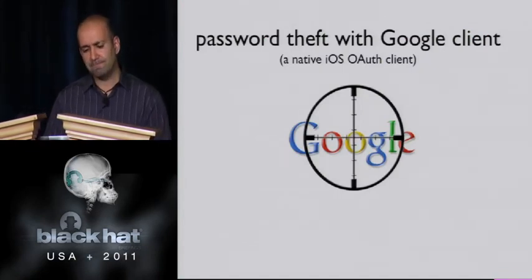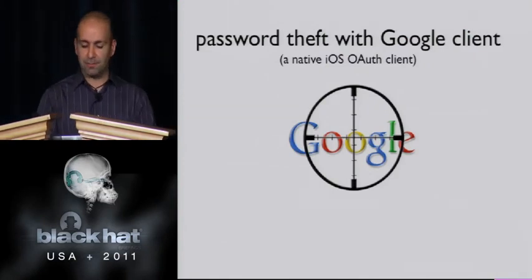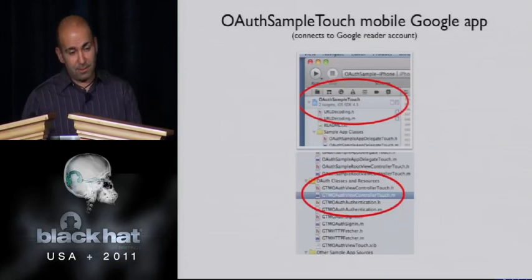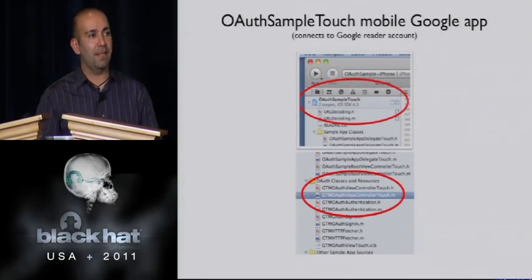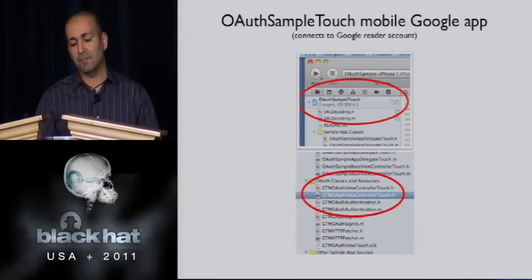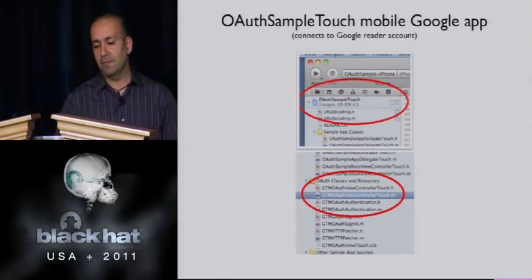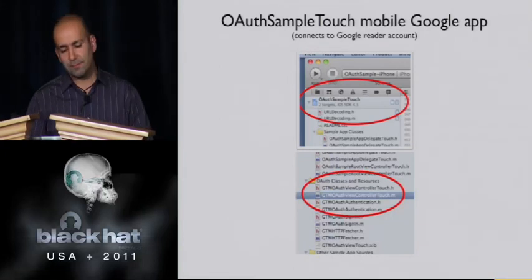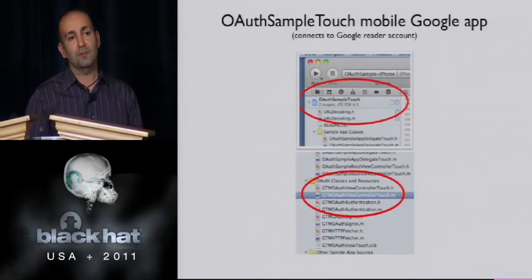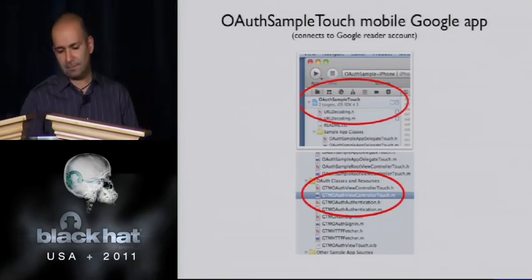So this one is an installed iOS app that we use to steal Google credentials. The first thing you need to do when you start your OAuth project is build your third-party client app from scratch, or in this case, we've downloaded the OAuth Sample Touch mobile client from Google, which basically connects to a Google server and reads your Google Reader account, basically a Google authentication. So we made a few changes in the main controller class that deals with all the UI web view and all the delegation functionality.